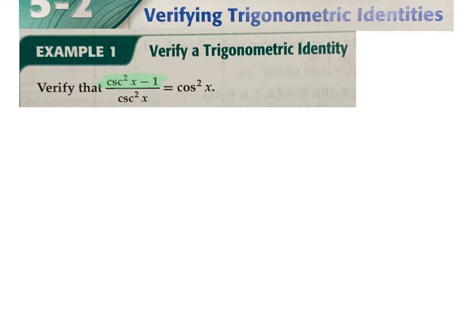The Pythagorean identity that deals with cosecant squared is cotangent squared plus 1 equals cosecant squared. I need cosecant squared minus 1. So if I just subtract my 1, cosecant squared minus 1 equals cotangent squared. So I'm going to replace that numerator with cotangent squared.